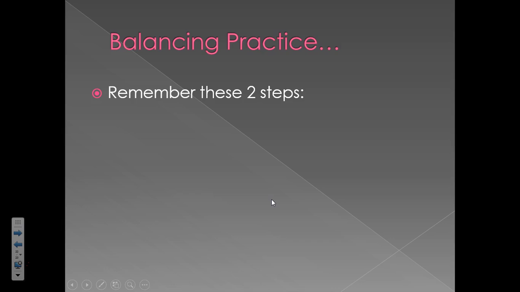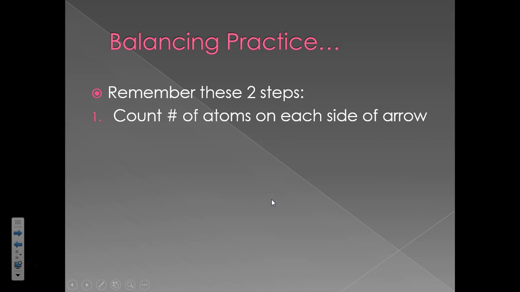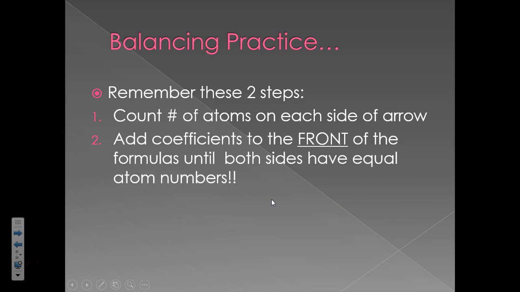Next, generally speaking, in balancing, there are just a couple of steps that you're keeping in mind. You count the number of atoms that exist on each side. How many are there on the reactant side? How many are there on the product side? Then you look at that and change the coefficients on the front of each substance until you have an equal number of atoms of each element on each side. So that is the basic process for balancing.